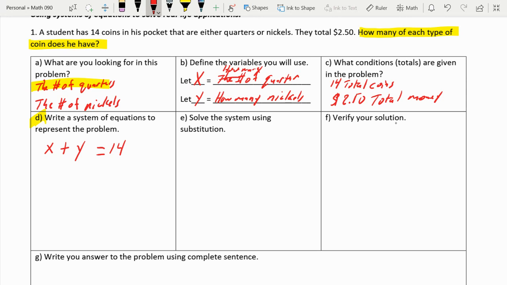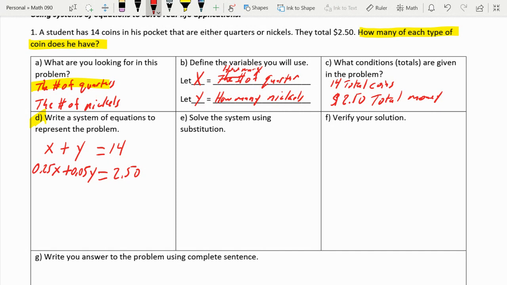Now the next one. The total was $2.50. Since that's a dollar amount, how much is each quarter worth? How much is a nickel worth? A quarter is worth 25 cents. So 25 cents times the number of quarters gives us an amount of money, plus the amount that the nickels are: 5 cents times y. All right, so there are our two equations.